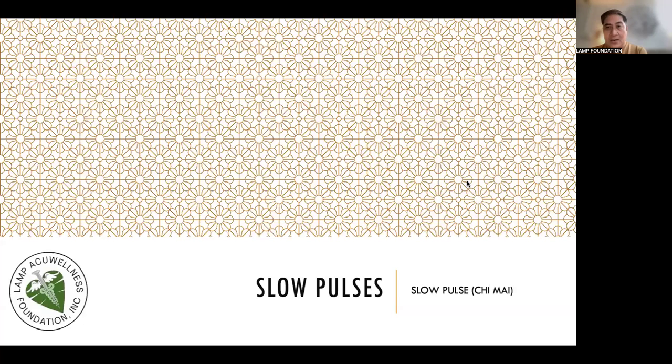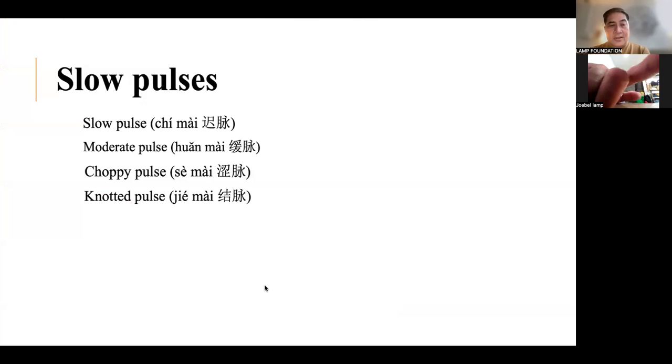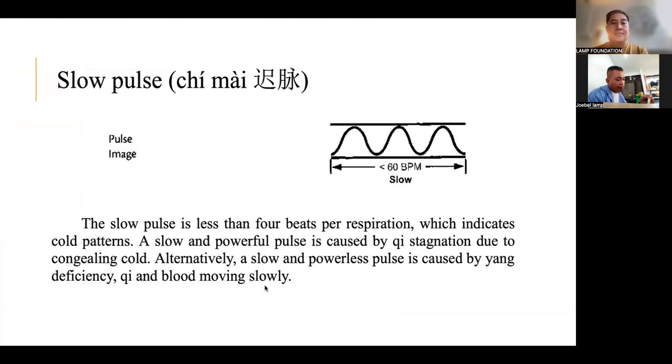This time we talk about slow pulses, the Shimai. We shall be starting the series of slow pulses. There are actually four slow pulses. We have the slow pulse, the one that we will discuss today. Then we have moderate pulse, choppy, and knotted. They are all slow. Let's start with slow pulse.